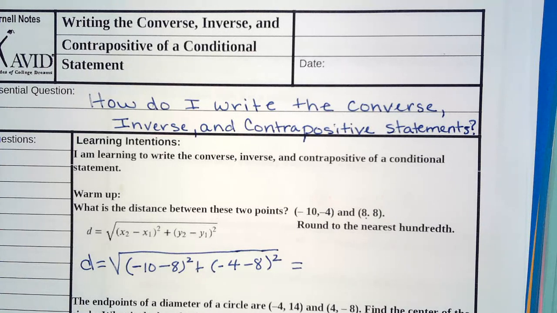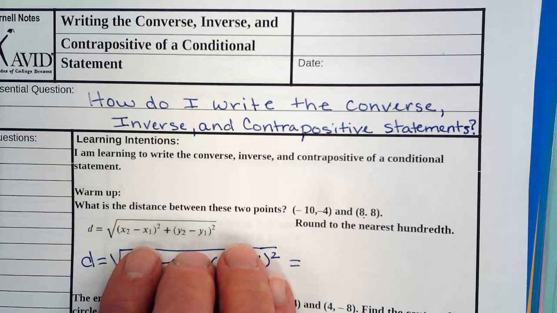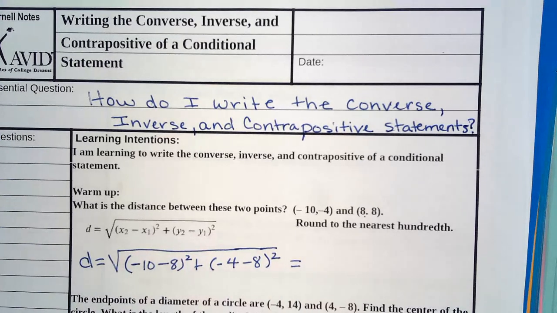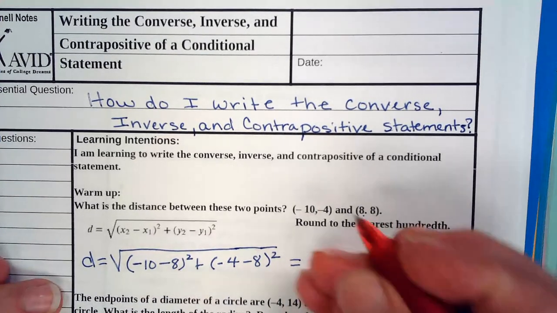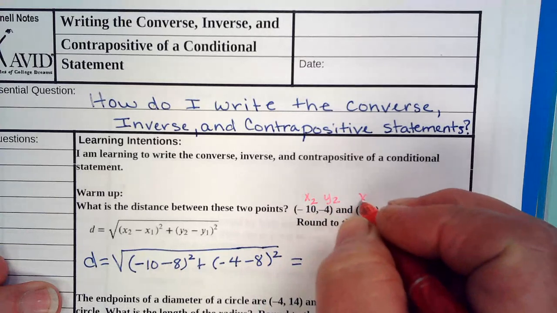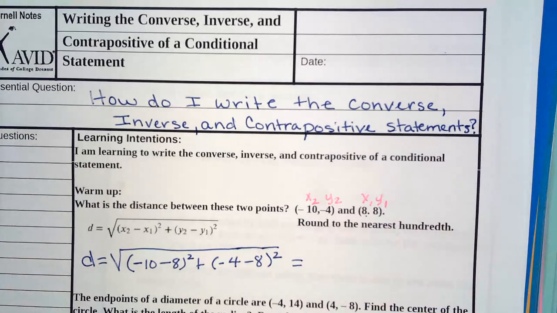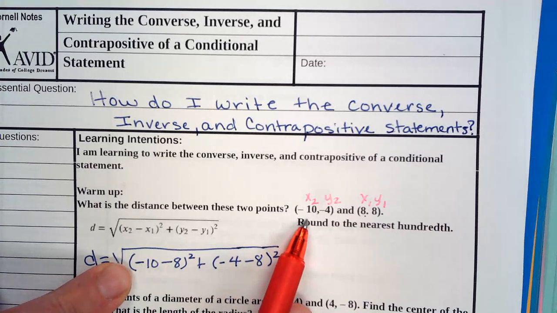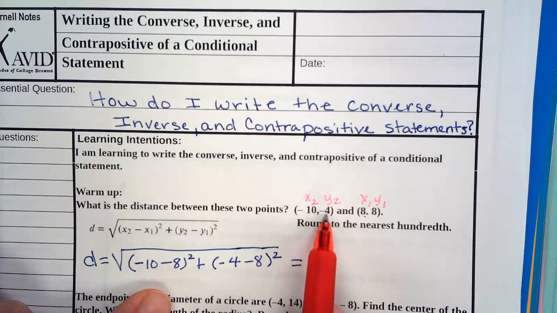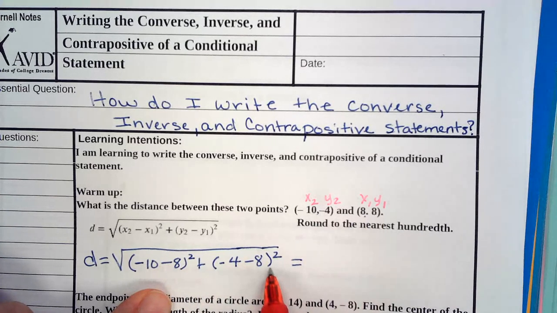So what is the distance between the 2 points? Here are your 2 points. We're going to use the distance formula. So pause the video and see if you can set it up now. Well, I hope you tried to set the equation up on your own. Does it matter which point I start with? No. So I'm going to call this x sub 2, y sub 2, x sub 1, y sub 1. So I've got negative 10 minus 8, quantity squared, plus negative 4 minus 8, quantity squared.